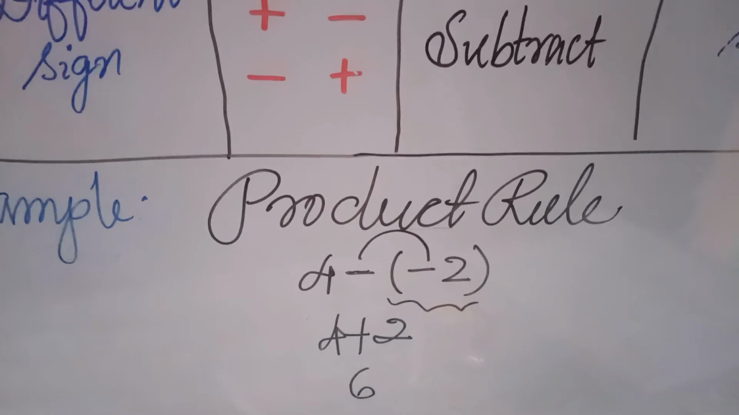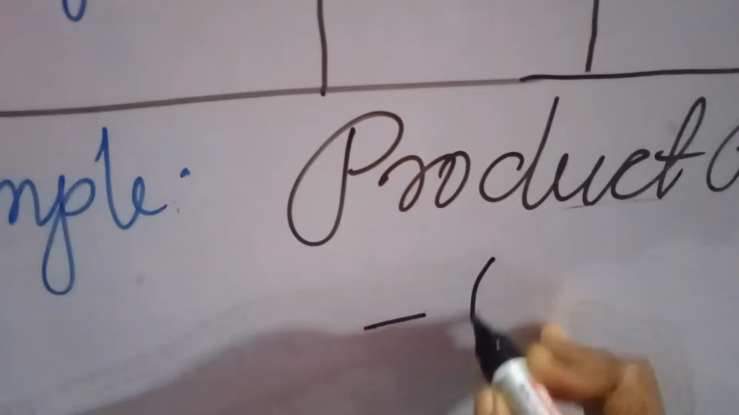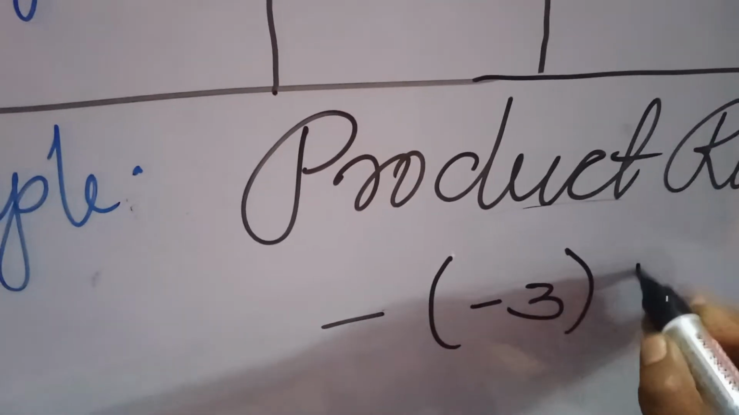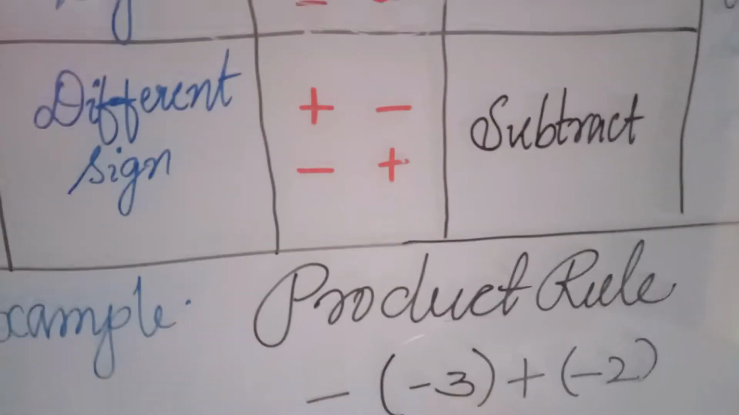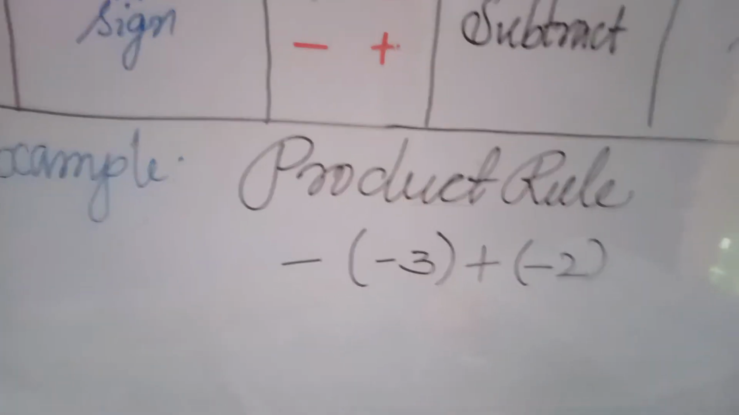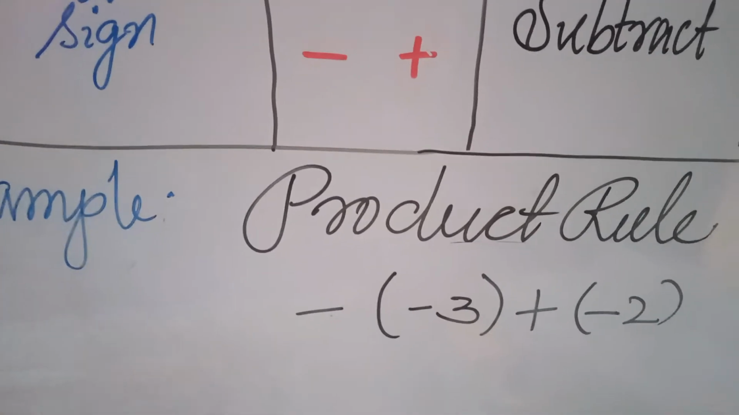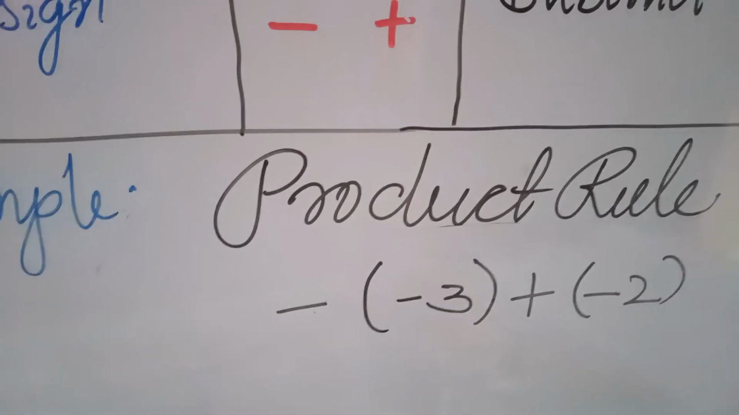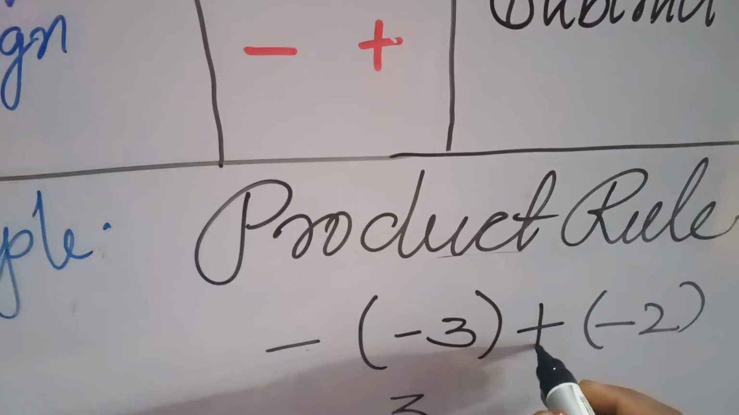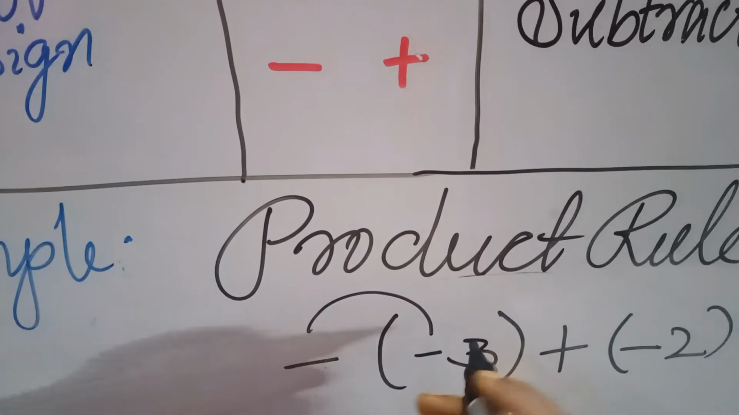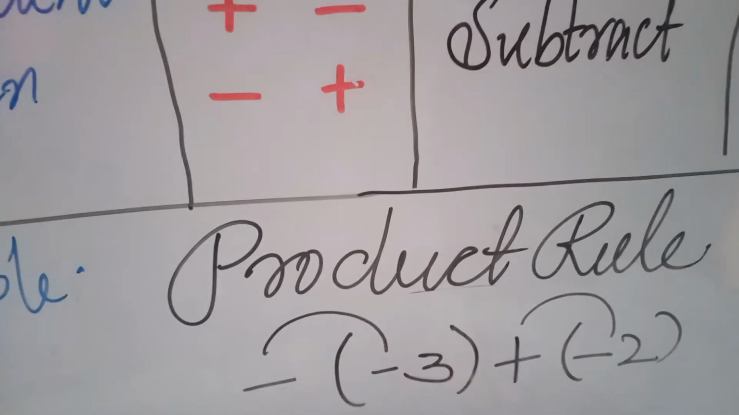Next, let me show you one more problem. For example, you might have a problem like this also: minus of minus 3 plus minus 2. See, now again we have the brackets, so first we need to remove the brackets. Minus into minus, brackets means it is off, that means multiplication. You are going to multiply the signs here. That is very important. Minus into minus is plus, so plus 3, and plus into minus is minus. So here same sign, you will get plus. If you have different sign, then you will get minus sign.